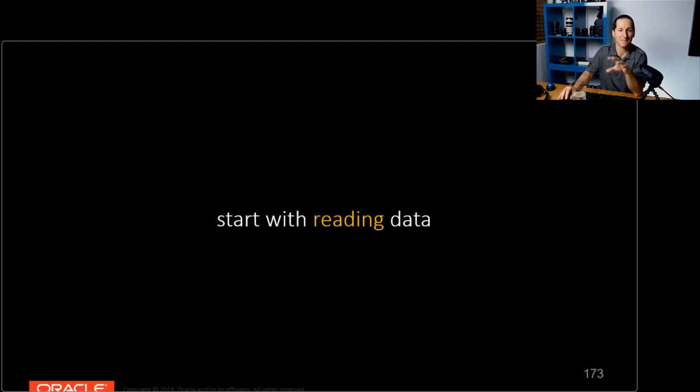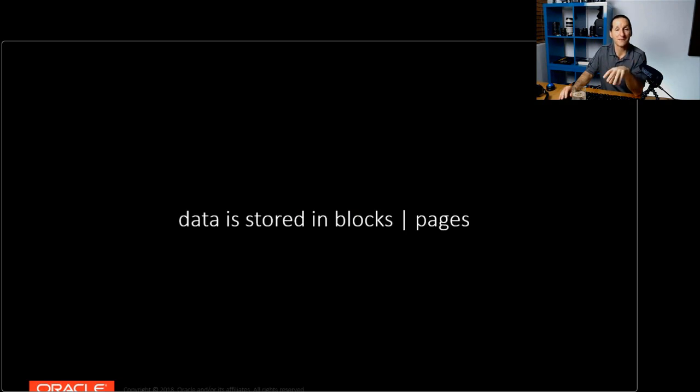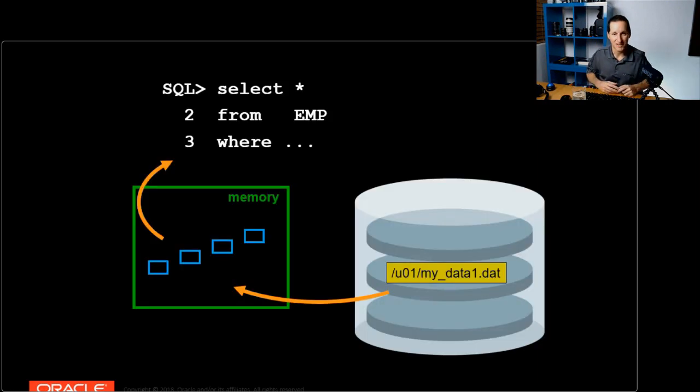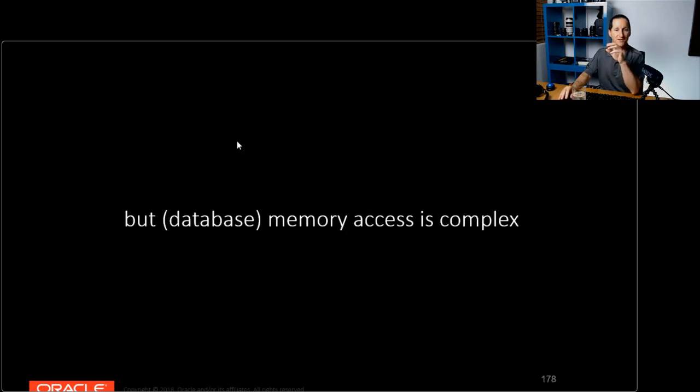Let's start with reading data. When you're querying data, you're querying it from the database, and data is stored not in rows in the database, it's stored in what we call blocks or pages in things like SQL Server. So when you read data, you read blocks, and then you extract the rows from those blocks. Now obviously those blocks are stored on disk originally, so that's over here on the right. Because disks are slow, although they're getting faster all the time, we read it into memory, and then it goes to you. So it's from memory to you.